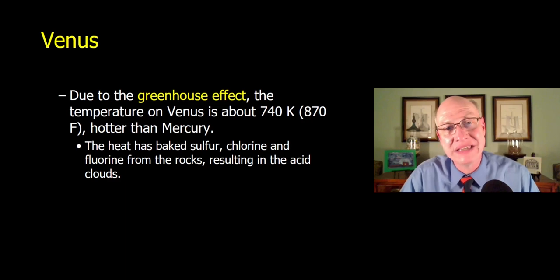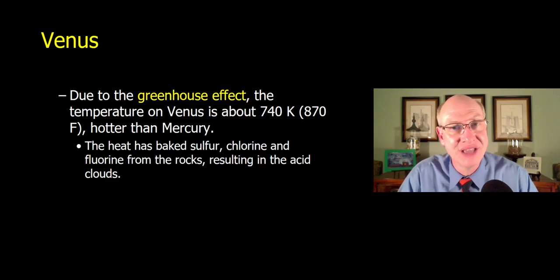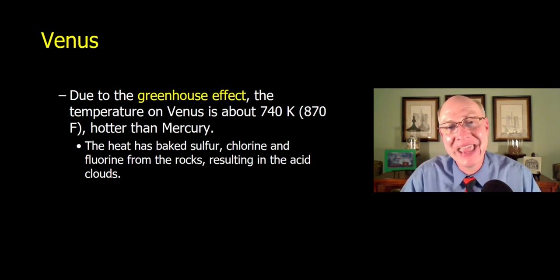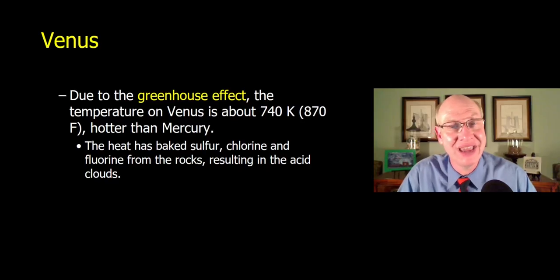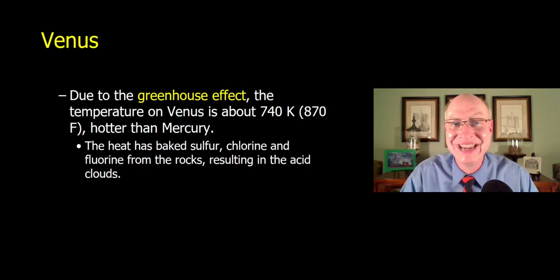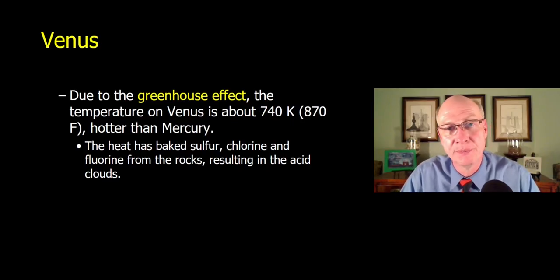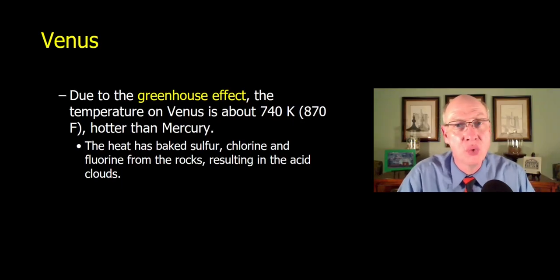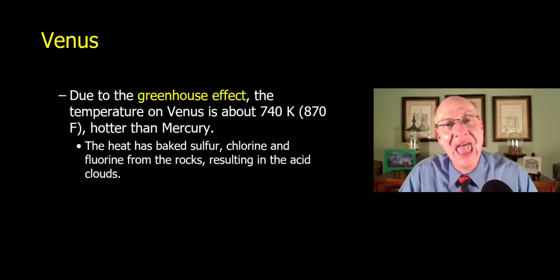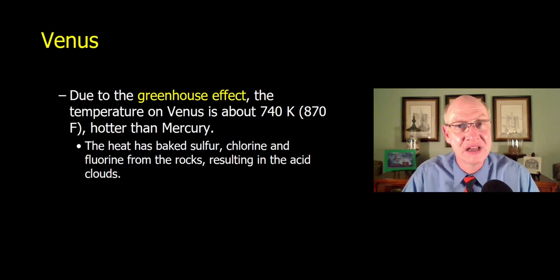So even though Venus is almost twice the distance from the sun that Mercury is, and by getting twice as far away, that means the sunlight is 4 times dimmer at Venus than it is at Mercury, even with that dimming, because of the greenhouse effect, Venus is the hottest planet in the solar system. And that heat has baked things like sulfur and chlorine and fluorine out of the rocks, because those tend to be very volatile elements that are baked out at low temperatures. And that's what has resulted in the acidic clouds that we find encircling the planet.